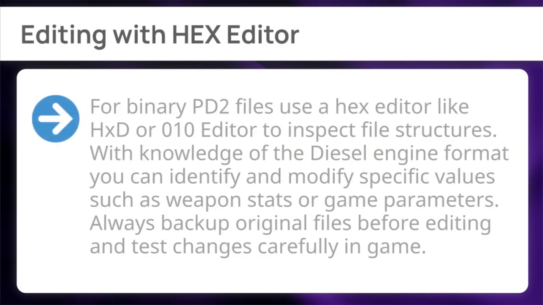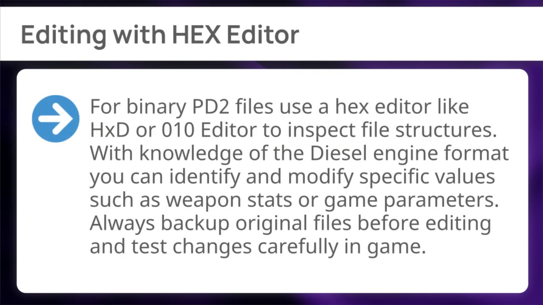Finally, editing with Hex Editor. For binary PD2 files, use a hex editor like HXD or 010 editor to inspect file structures. With knowledge of the Diesel engine format, you can identify and modify specific values such as weapon stats or game parameters. Always back up original files before editing and test changes carefully in-game.